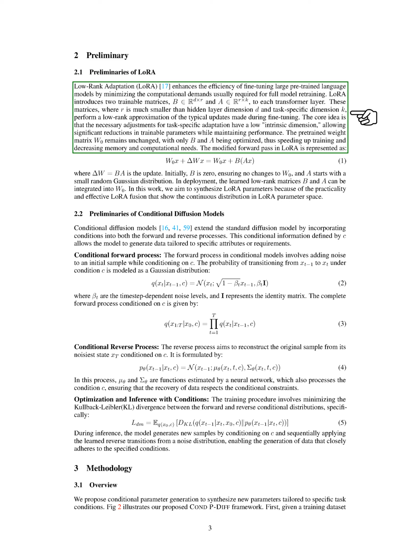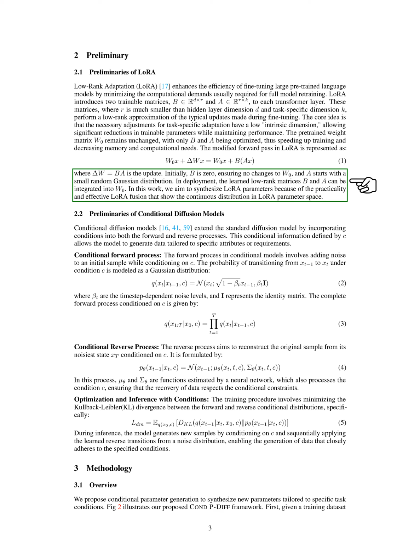In the preliminaries, we explain that LoRA enhances the efficiency of fine-tuning large pre-trained language models by reducing the computational demands of full model retraining. LoRA introduces two trainable matrices to each transformer layer, allowing for a low-rank approximation of the updates needed for task-specific adaptation. This approach significantly reduces the number of trainable parameters while maintaining performance, as the original weight matrix remains unchanged. The modified forward pass in LoRA shows how these matrices integrate into the model, ensuring efficient training and deployment.